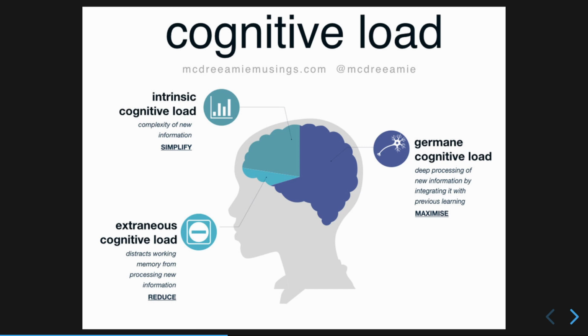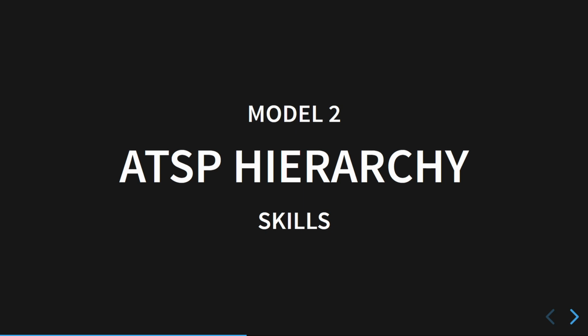There's a sweet spot you're looking for, and of the three kinds of cognitive load, you only really care about germane and intrinsic load, since those facilitate learning. Model 2, the ATSP hierarchy. The ATSP hierarchy was developed by the Pioneer to model how skills and proficiencies can be developed.